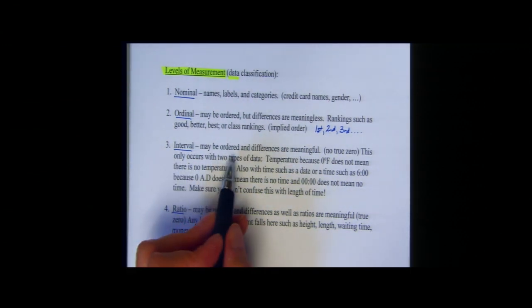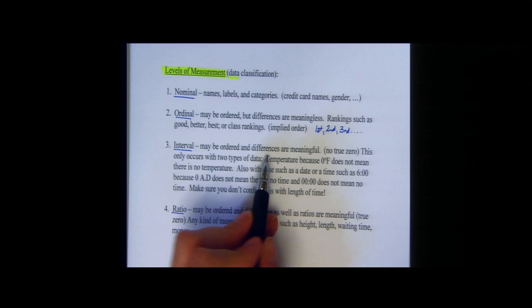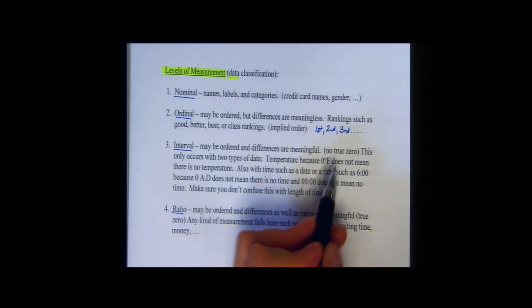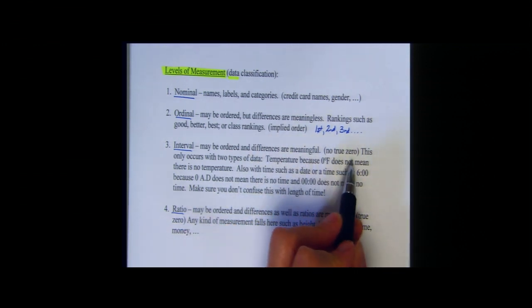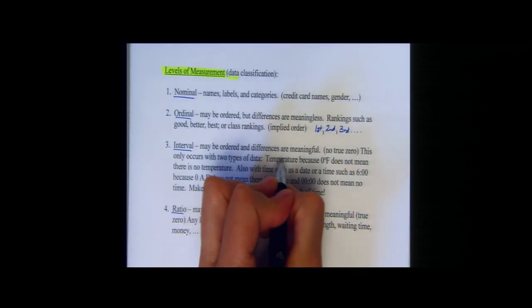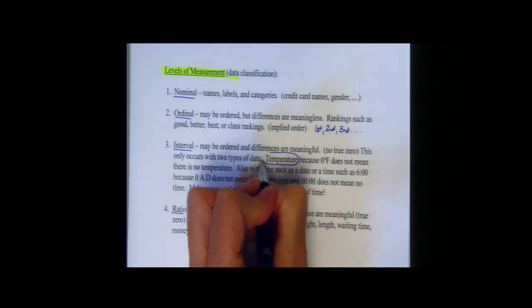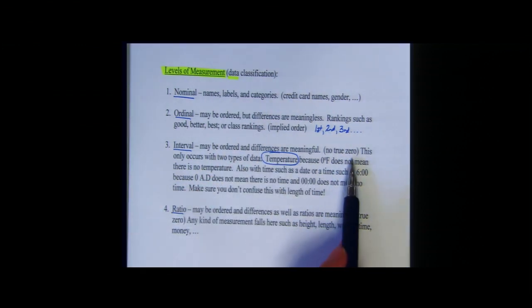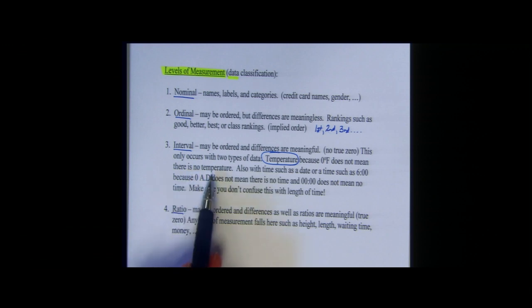And interval can be ordered, and now the differences are meaningful. No true zero. This occurs with two types of data. One of those types is temperature. And what no true zero means is 0 degrees does not mean that there is no temperature. We know if it's 0 degrees outside, it's cold. Also, this is not where temperature begins. We know that you could have negative degrees.